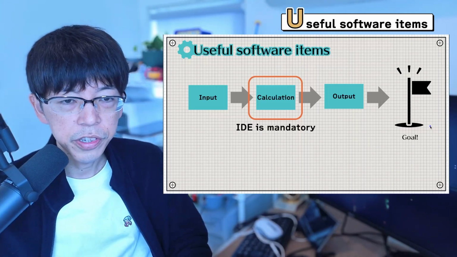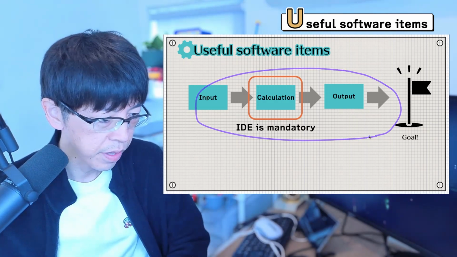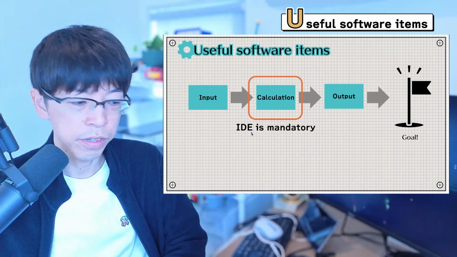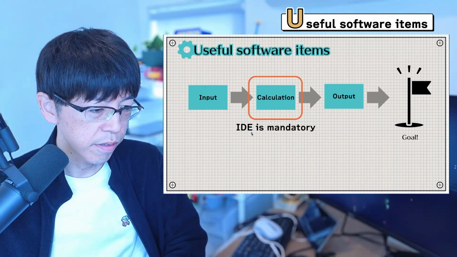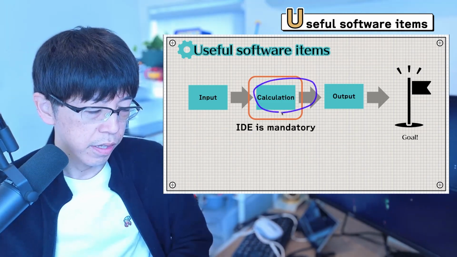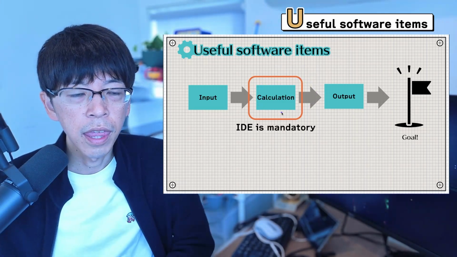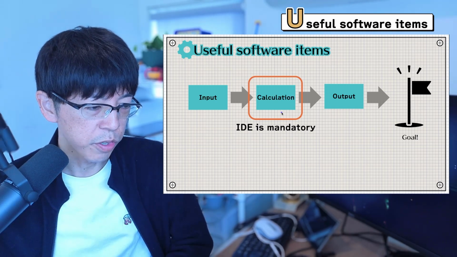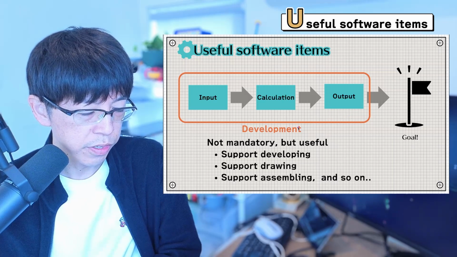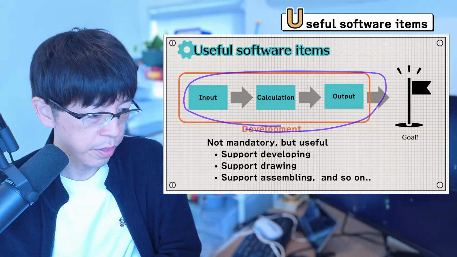Okay, you can see here. So I use this flow again. In the last video, this IDE, integrated development environment software, is mandatory to develop here. In other words, to develop the CPU and the software portion. Then in this video, I focus on this flow from a development point of view.